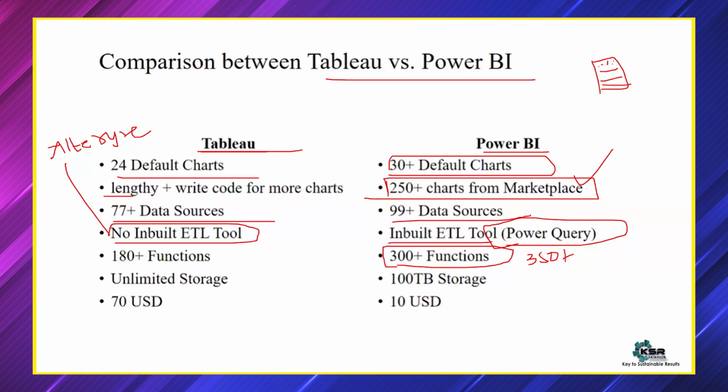Now, in terms of functions, 350 plus functions are available. That means 350 plus DAX formulas are available in Power BI, whereas in case of Tableau, around 220. This was 180 plus, but I guess there are around 220 now. I only noted up to 200 or 210, but now the number has increased to 220. Because there is a comparison between Tableau and Power BI, even Tableau people are working on how they can improve the product.